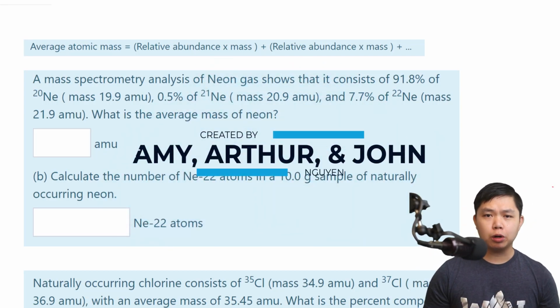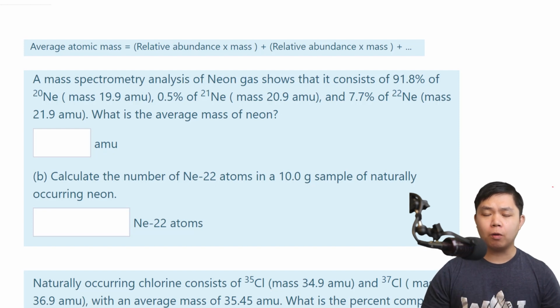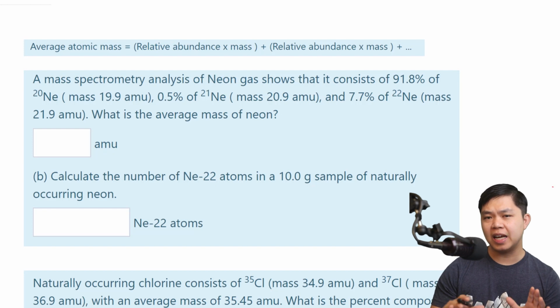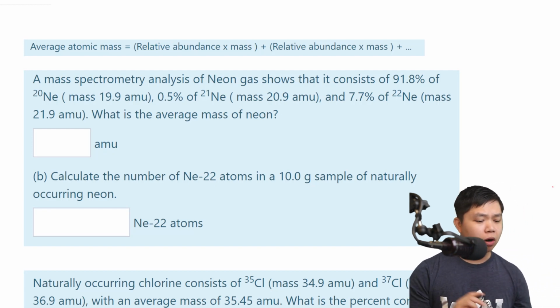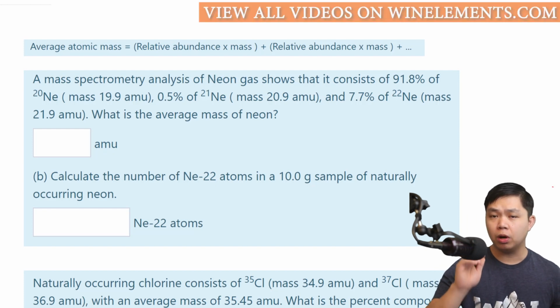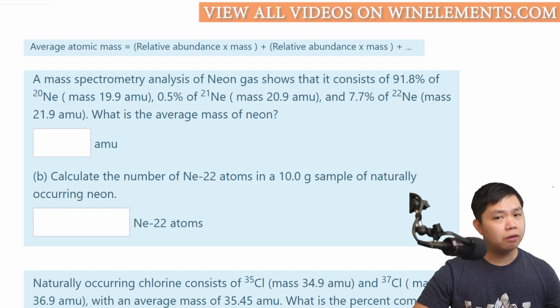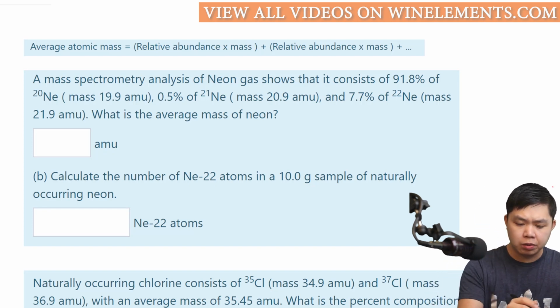In this lesson, we are going to look at how to calculate the average atomic mass from the relative abundance and the mass of the isotopes of that specific element. And then we are going to look at how to calculate the relative abundance of the isotopes in a sample as well. So remember, we have this equation right here.